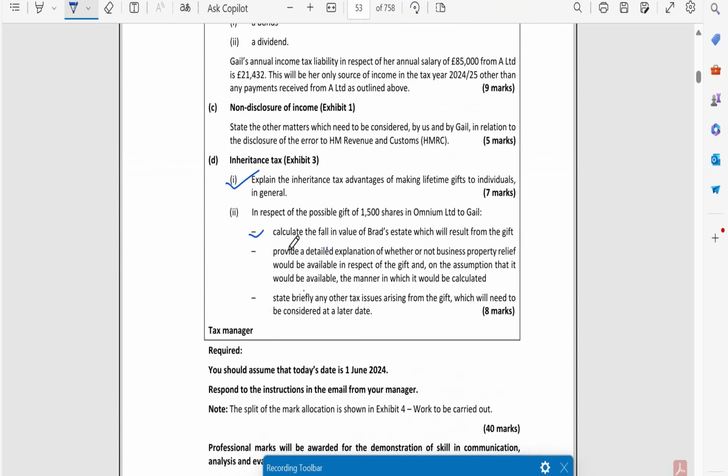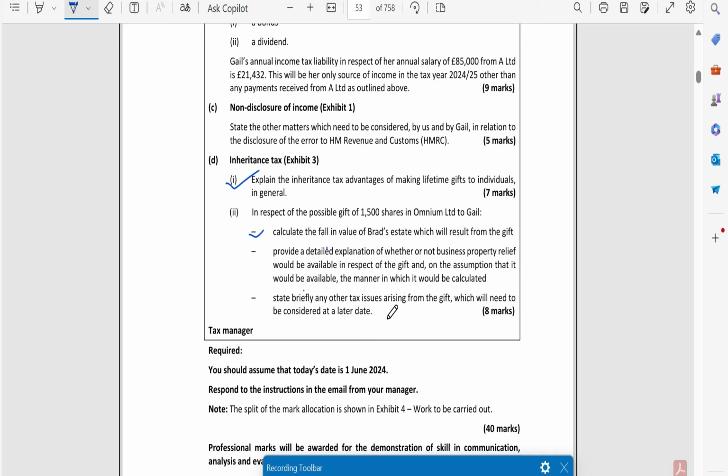Calculation of fall in value. So the next part is: provide a detailed explanation of whether or not BPR relief will be available in respect of the gift, and on the assumption that it would be available, the manner in which it would be calculated, and state briefly any other tax issues arising from the gift which will need to be considered at a later date. See, I told you earlier as well while reading the scenario, again I'm repeating. For BPR relief, you have to consider two things: whether the transaction is qualifying or not, and whether the ownership period of 2 years is satisfied or not. Even if the ownership period and transaction are satisfied, we have to look at whether this company is trading or investment. If trading, fine, you will get the BPR relief. If it's like investment property, an investment company, in that case no BPR will be available.